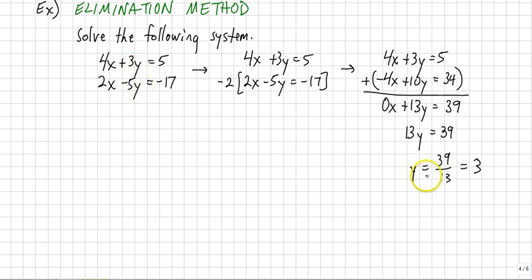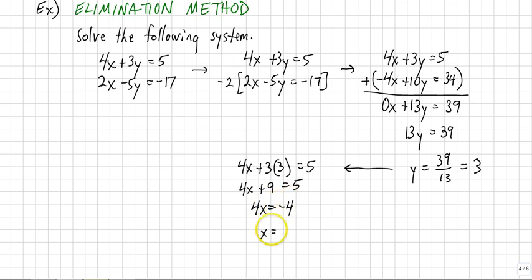To get the x coordinate, we can just take this y coordinate and plug it into either one of the equations. I typically would just plug it into the first one, just because it doesn't really matter. I usually just pick the first one. So we'd have 4x plus 3, and now that we know y is 3, we can plug in a 3 equals 5, and that gives us 4x plus 9 equals 5. So 4x, just subtract 9 from both sides, and we get x is negative 1.